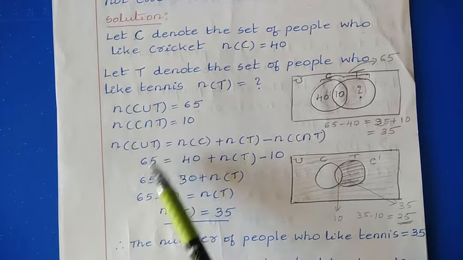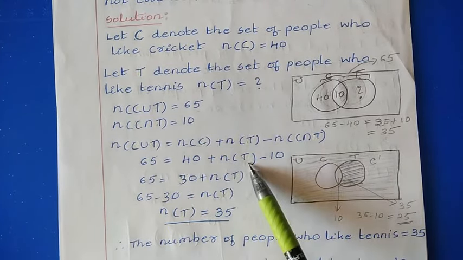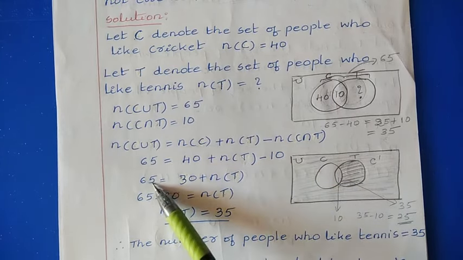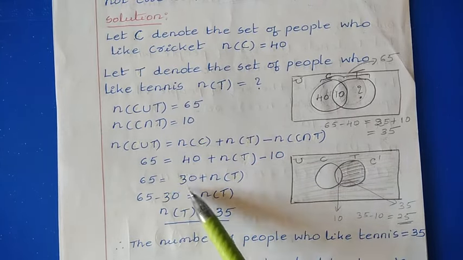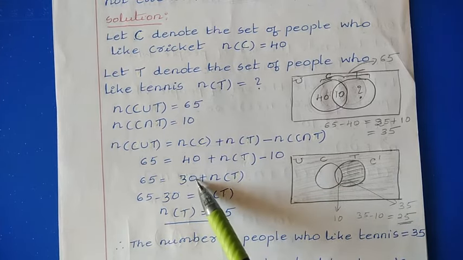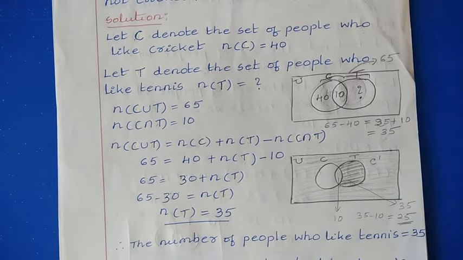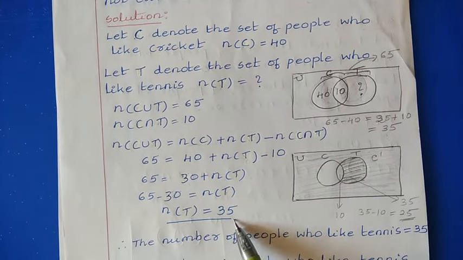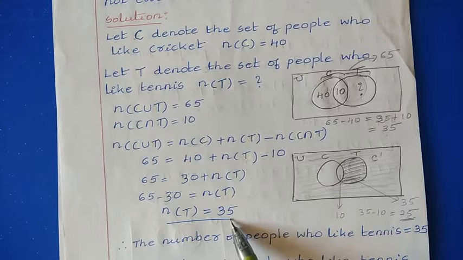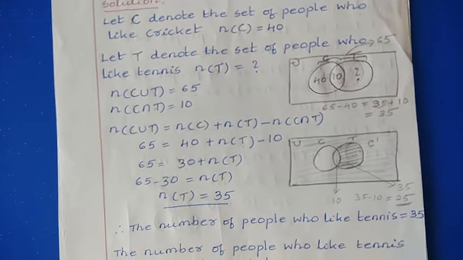N of C union T is 65, N of C is 40, N of T we have to calculate, and N of C intersection T is 10. So 65 equals 40 minus 10, which is 30, plus N of T. So 65 minus 30, bring this to this side, then N of T is equal to 35. So the number of people who like tennis is equal to 35. Next we have to calculate the number of people who like tennis only but not cricket.